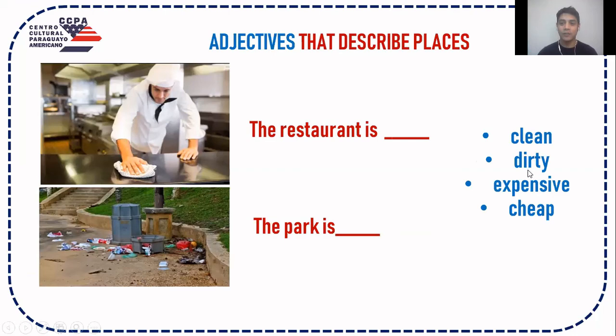So we have clean, dirty, expensive, and cheap. The restaurant is clean, dirty, expensive, or cheap. Very good. The restaurant is clean. Yes. How about the next, the one that is below the picture? The park is, so the opposite from clean is dirty. A lot of garbage, okay, or trash on the floor. So the place is not clean. The place is dirty. Very good job.